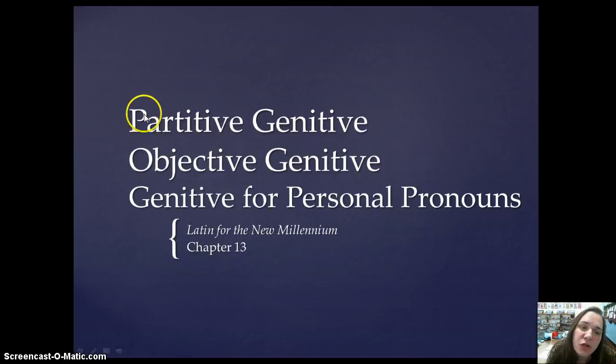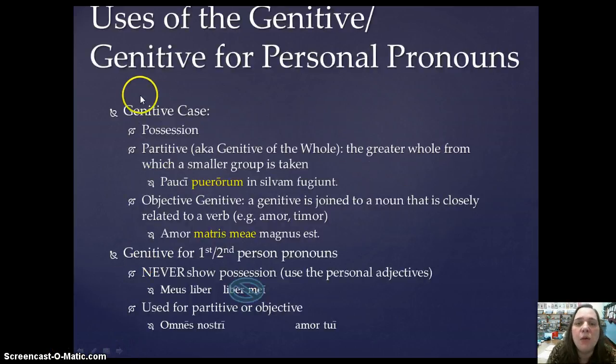We're going to learn two new uses of the genitive. So far you only know one use of the genitive, so this will bring the total number up to 3. And then we'll talk about how to use the genitive when you're using the first and second person pronouns, okay? Okay, so uses of the genitive. This actually is all on one slide, so I promised a fairly short video, and it is.